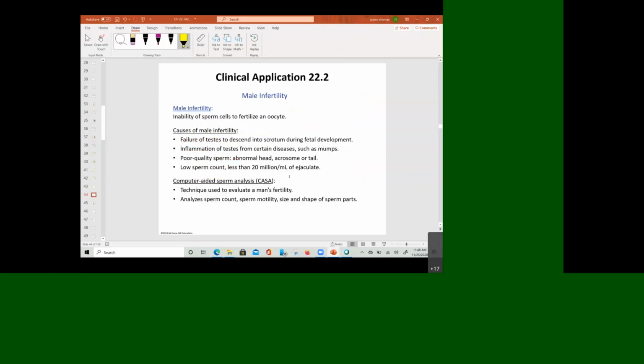Okay. Male infertility. It means the inability of sperm cells to fertilize an oocyte after trying for 1 year consecutively. Different causes include cryptorchidism, which is the failure of the testes to descend, inflammation of the testes caused by a virus disease like mumps, poor quality sperm, abnormal head, or an abnormal acrosomal reaction, and low sperm count, usually less than 20 million per milliliter of ejaculate.